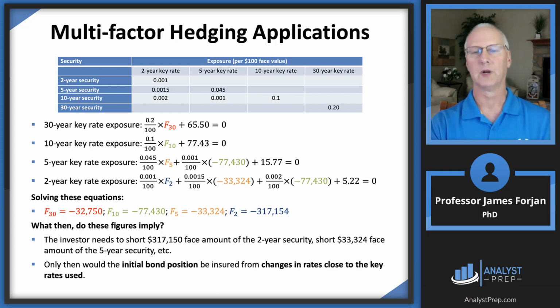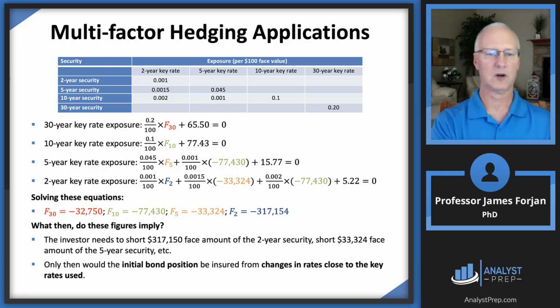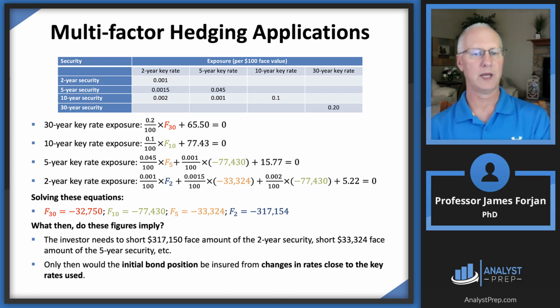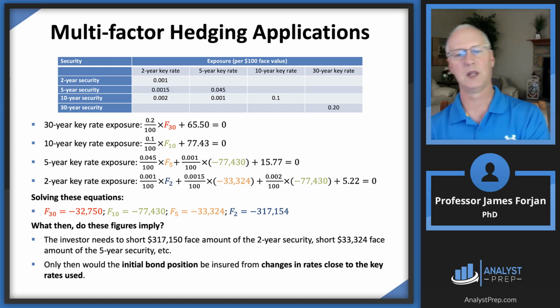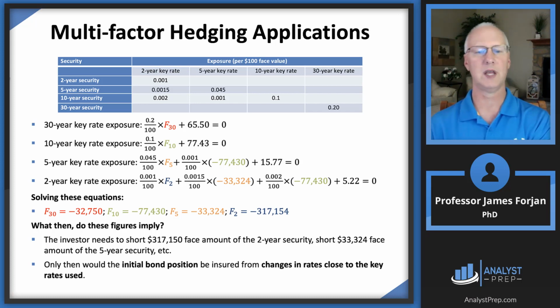What we're going to do is set them all equal to 0, so that we have no interest rate risk. If you just do the math and do some solving, start down at the bottom left there in red. I've got that the face value of the 30-year security is minus 32,750. And then we keep working: 77.43, 33, 317.